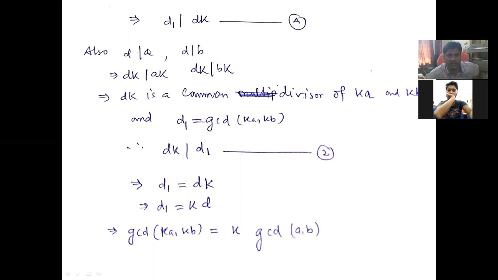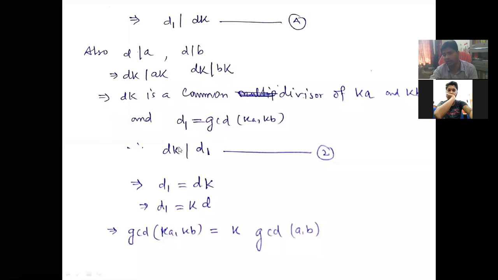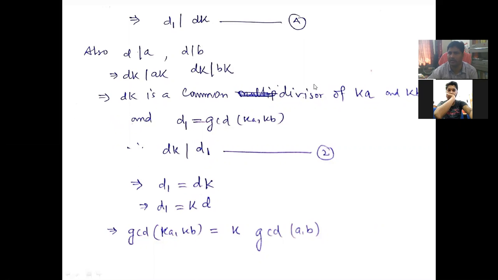Now d divides a and d divides b, because d is the GCD of a and b. So dk divides ak and dk divides bk. So dk is a common divisor of ka and kb, but d1 is the GCD of ka and kb. d1 is the GCD and dk is a common divisor, so therefore a common divisor divides the greatest common divisor, so dk divides d1. So therefore from 1 and 2, d1 equals dk. Okay, d1 equals kd. This implies this equals this.